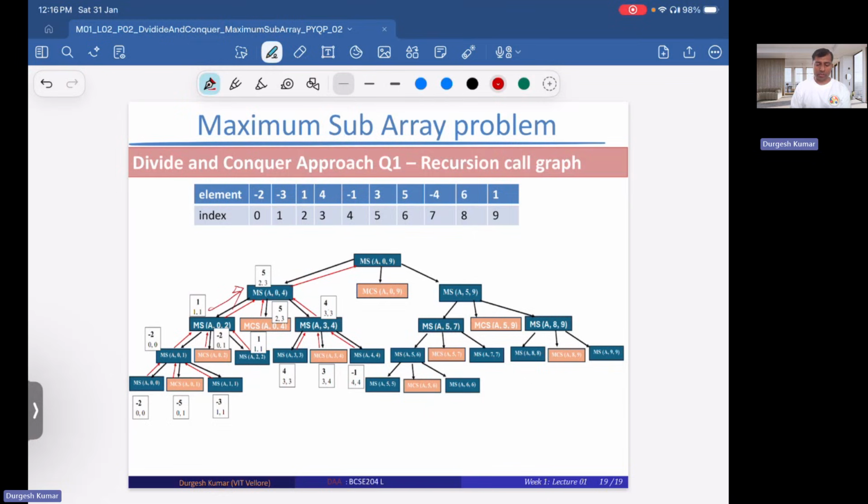Okay. Similarly, we calculate MSA(3,3). MSA(3,3) is nothing but 4. The low index is 3 and the high index is 3. MSA(4,4) is -1. The low index is 4 and the high index is 4.